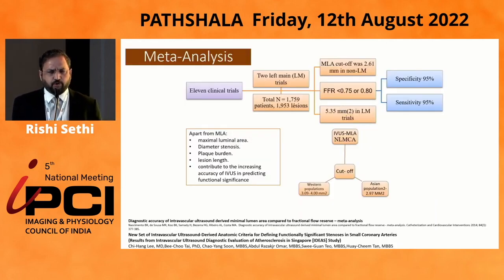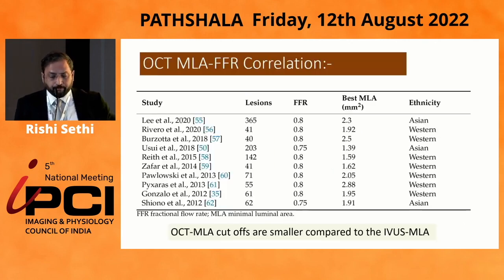Meta-analyses essentially have shown similar results. The MLA cutoffs for non-left main disease are 2.6 and for left main disease around 5.35. Various studies have shown different values between Asians and Western counterparts, but more or less the figures hover around the following. For left main disease with IVUS, it's somewhere around 4.5 to 6, and for non-left main disease, anywhere between 2.5 and 4.0.